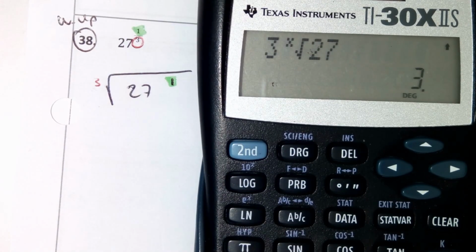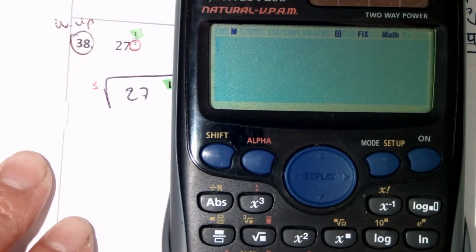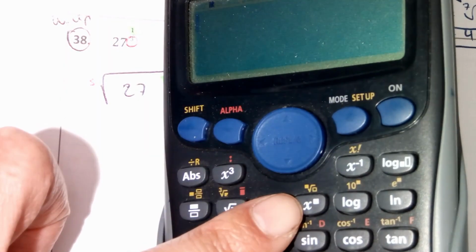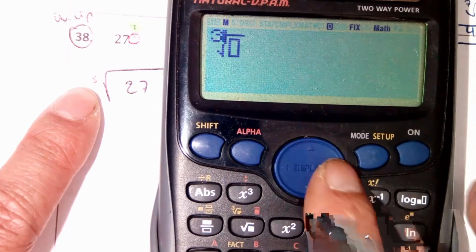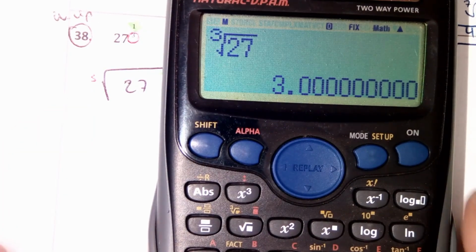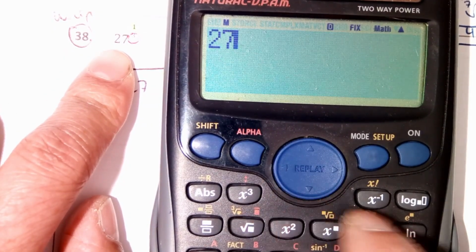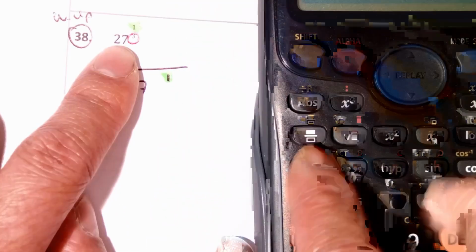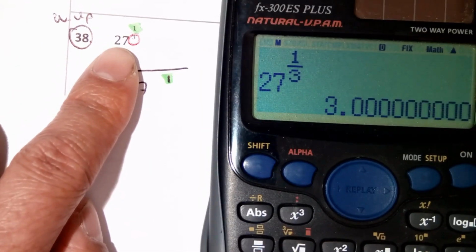So here, we've typed in the index first for this particular calculator, then the radical sign, then 27. This one has it back there, and you'll see the same thing. And you can also type this as a rational exponent. So 27 to the fraction button of this calculator, or you can just do 1 divided by 3.